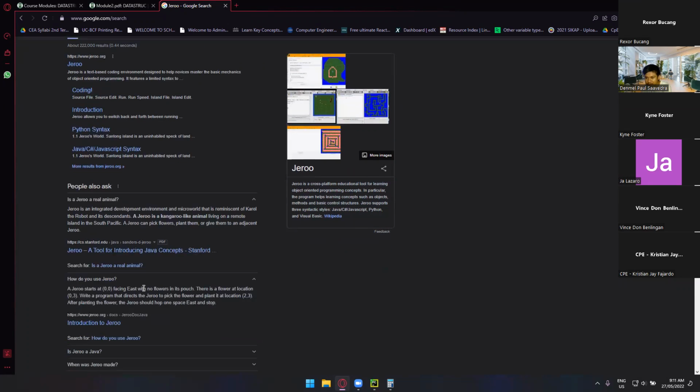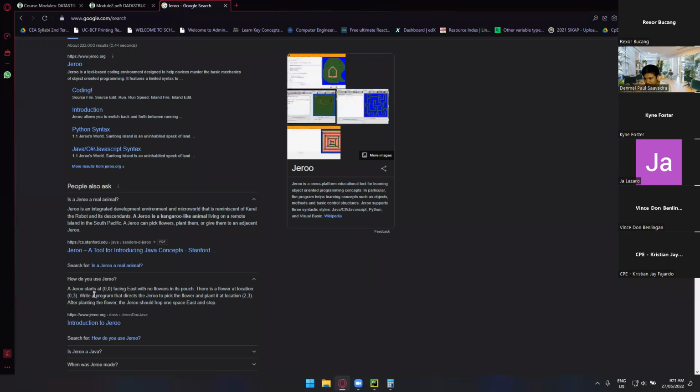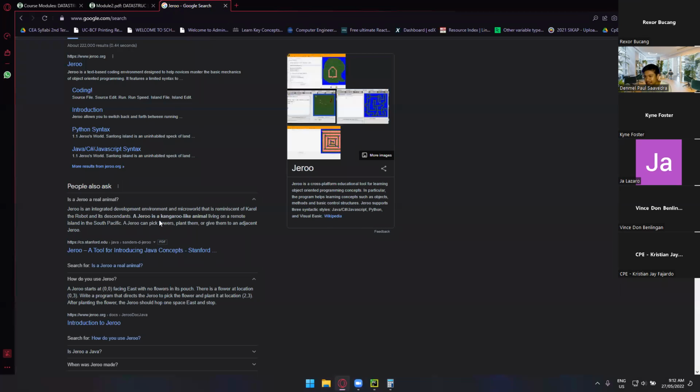So how to use 0? Of course, as you can see right here, we have this first example on how to use a 0. A 0 starts at 0, 0, which is super similar to this one. This is just a short fact about this kangaroo. It says it is a kangaroo-like animal living on a remote island in the South Pacific. I think that person wasn't able to confirm if it's really a kangaroo or not. So yeah, that's the history or short description of what a 0 is.